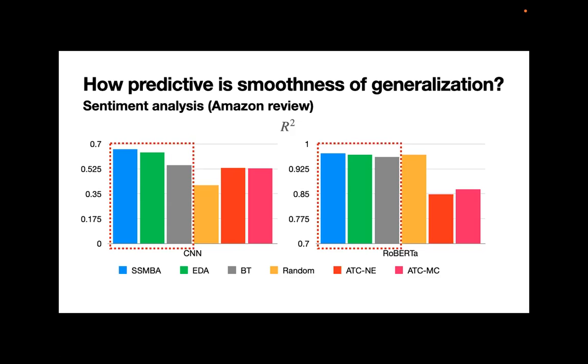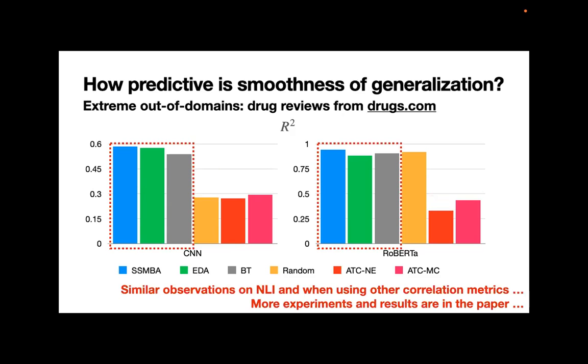What this tells us is that this happens often when we use a good manifold that has been learned from the data. And with extremely high chance, I can tell which classifier is going to generalize better without knowing the actual labels associated with the target set. This even happens when we look at extreme out-of-domain data, where we now use drug reviews from drugs.com. They don't look at all like the movie reviews or the product reviews from Amazon. But we get very high correlation between the generalization accuracy and the smoothness metric. We see a similar observation on natural language inference as well.